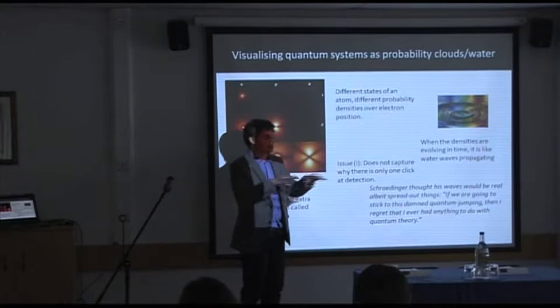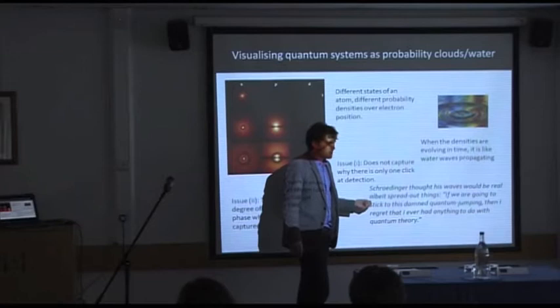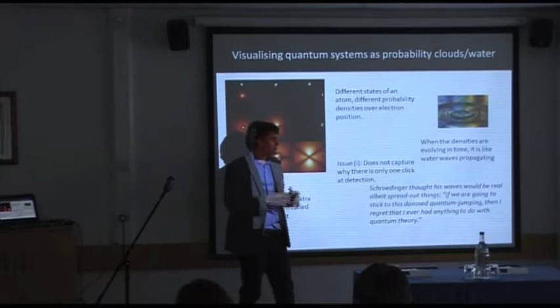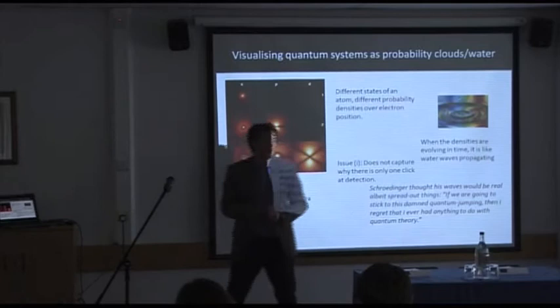And then he had to accept, or he was told he has to accept, that when you do a measurement, somehow this wave changes into a point. And there's a collapse, which he's calling quantum jumping here. And this is, of course, very disturbing. I mean, this is a very strange picture of reality.